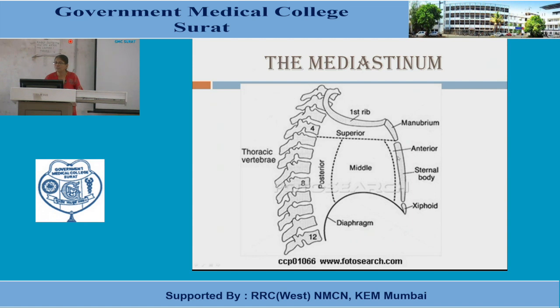Just behind the body of the sternum and xiphoid process, you can see this narrow space in front of the pericardium. This space is the anterior mediastinum. So what are the boundaries of the anterior mediastinum? Anteriorly it is bounded by the posterior surface of the body of the sternum. The manubrium will not come, because the manubrium forms the superior mediastinum. And the posterior surface of the body of the sternum and xiphoid process is the anterior boundary of the anterior mediastinum.